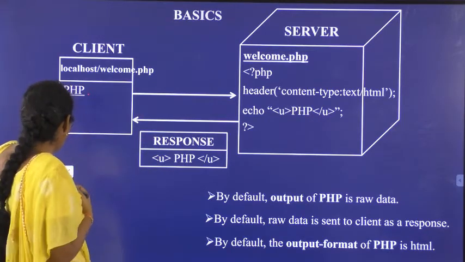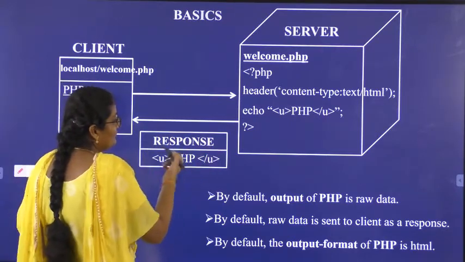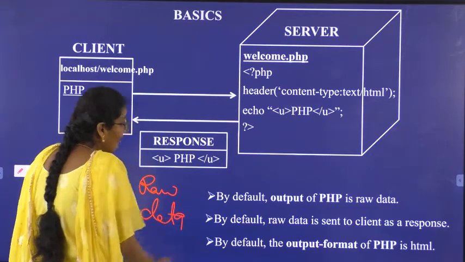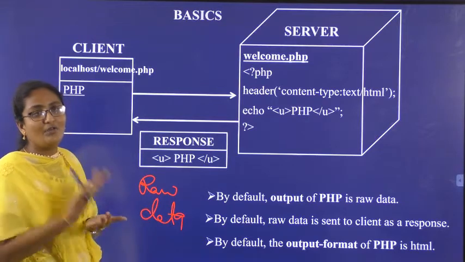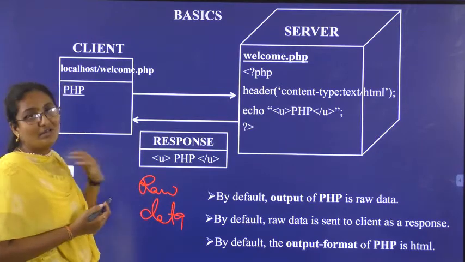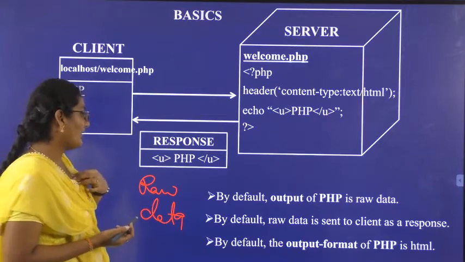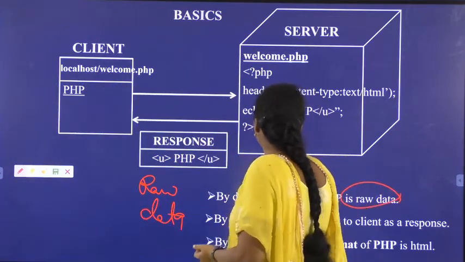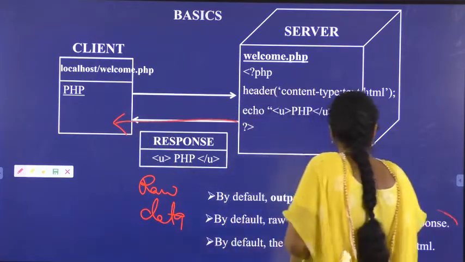Meanwhile, you have to remember 3 points here. By default, the output of the PHP program will be raw data only, not the organized data. In the last class, we discussed what is organized data, what is formatted data, and what is raw data. So by default, the output of the PHP program will be raw data only. And as I already told you, this raw data is sent to the client in the form of responses.